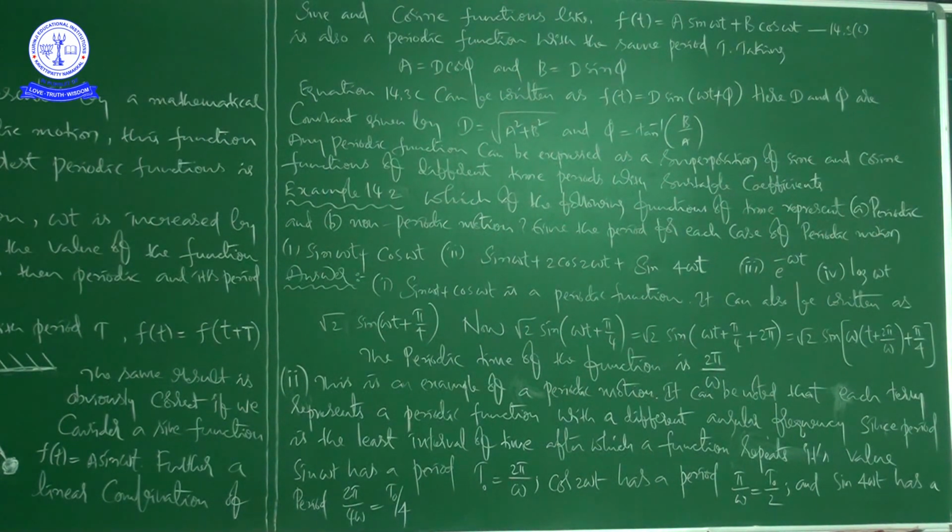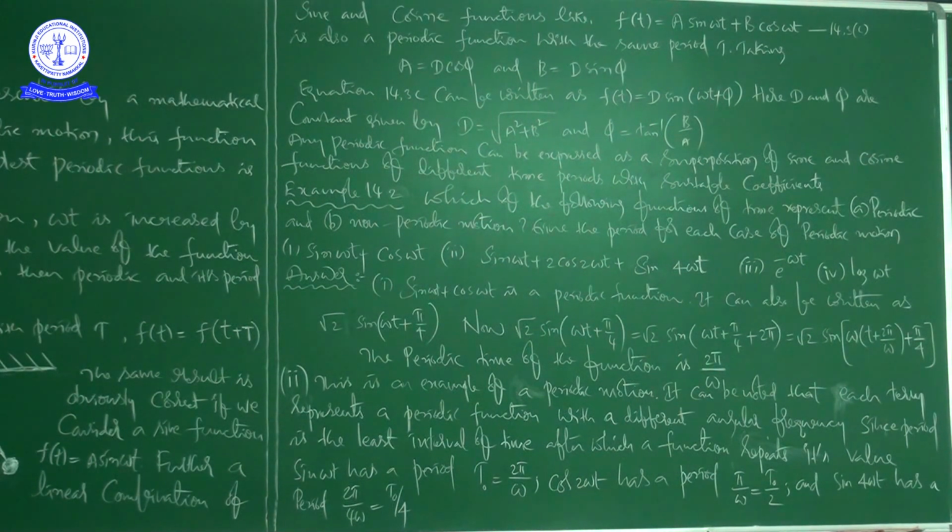Next, the third one, e power minus omega t. It is not periodic, right? Why? Because it decreases monotonically with increasing time. Because here the minus is there, and you can write it as 1 by e power omega t. The function e power minus omega t is not periodic. It decreases monotonically with increasing time and tends to 0 as t tends to infinity, and thus never repeats its value, okay?